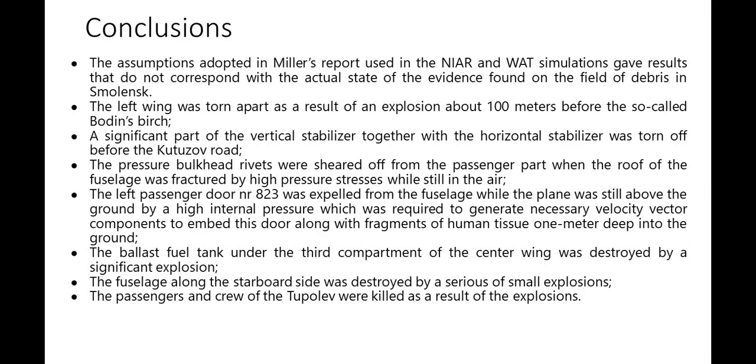The left passenger door, number 823, was expelled from the fuselage while the plane was still above the ground by a high internal pressure which was required to generate necessary velocity vector components to embed this door along with fragments of human tissue 1 meter deep into the ground. The ballast fuel tank under the third compartment of the center wing was destroyed by a significant explosion. The fuselage along the starboard side was destroyed by a series of small explosions. The passengers and crew of the Tupolev were killed as a result of the explosions.